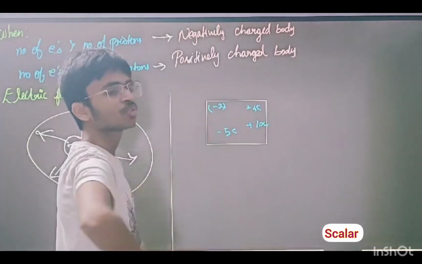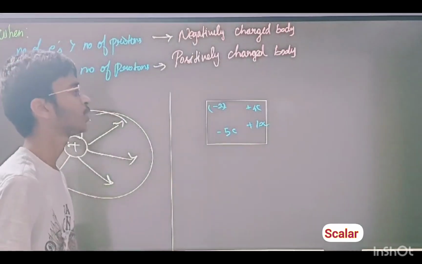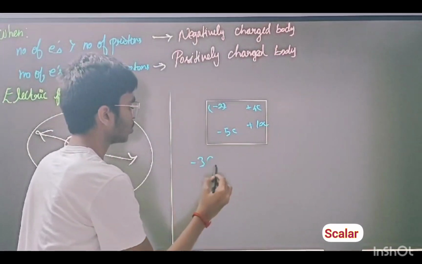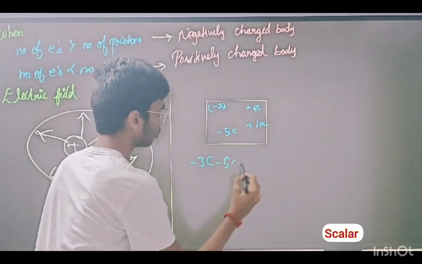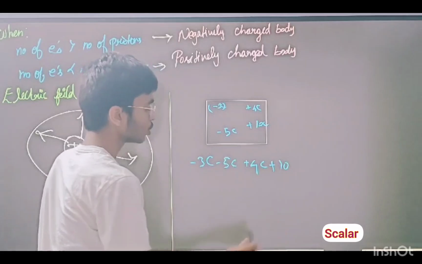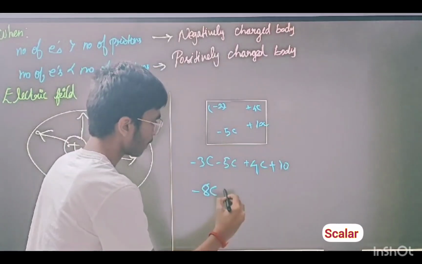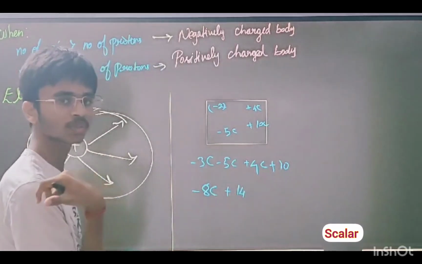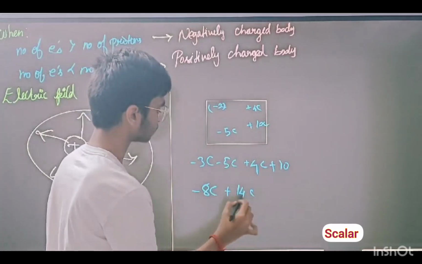Now, what is the total charge of this body? In that case, what you are going to do is add every charge. Minus 3 coulomb, then minus 5 coulomb, plus 4 coulomb, then plus 10 coulomb. So it is going to be minus 8 coulomb plus 14 coulomb. So it is going to be 6 coulomb.